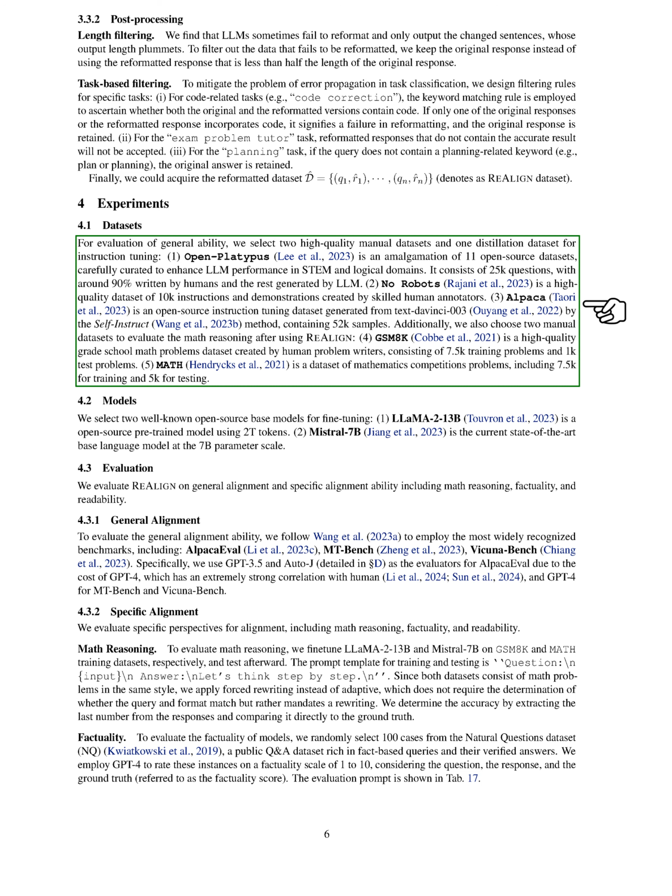For general alignment, we use widely recognized benchmarks and employ GPT-3.5 and AutoJ for one set of evaluations due to the high cost of using GPT-4, which is known for its strong correlation with human judgment.